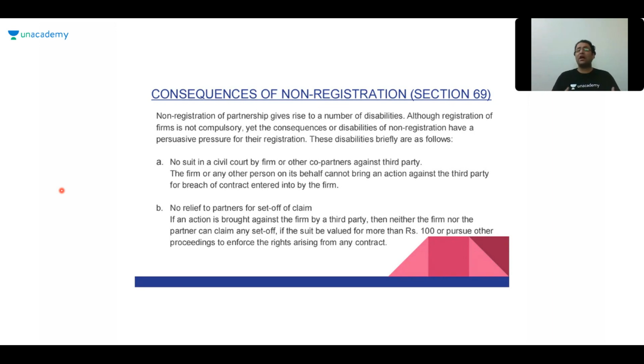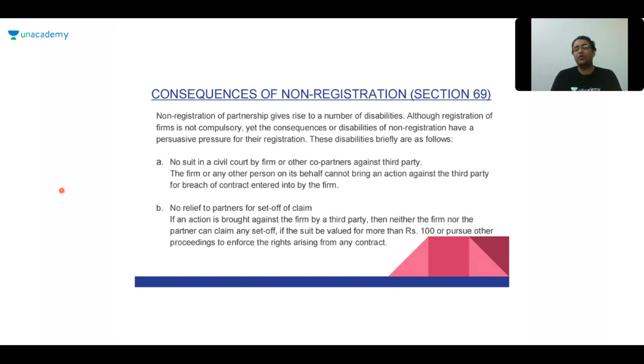If things are going well, no one will even think about registering his partnership firm. It is only when unfortunately things go a little out of hand, or things go bad, or start to go bad, when people think about registration of a partnership firm. So let's talk about the consequences of non-registration. No suit in a civil court by a firm or other co-partners against a third party.